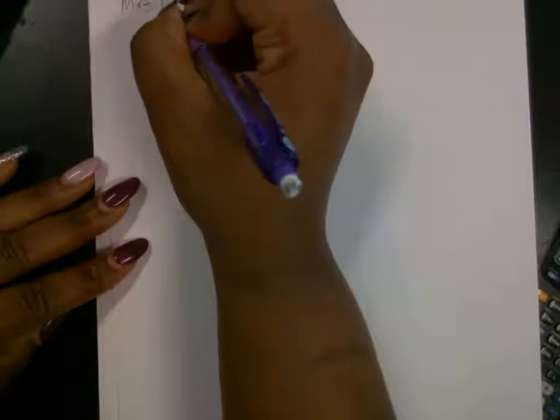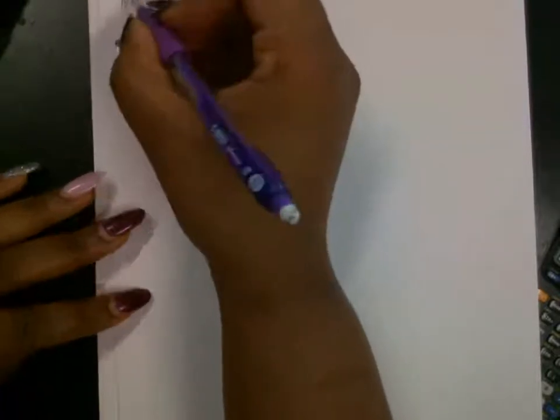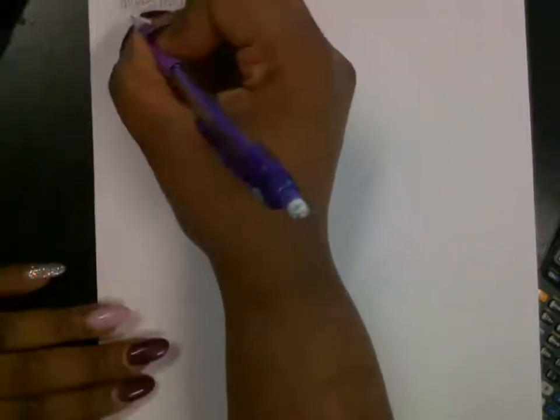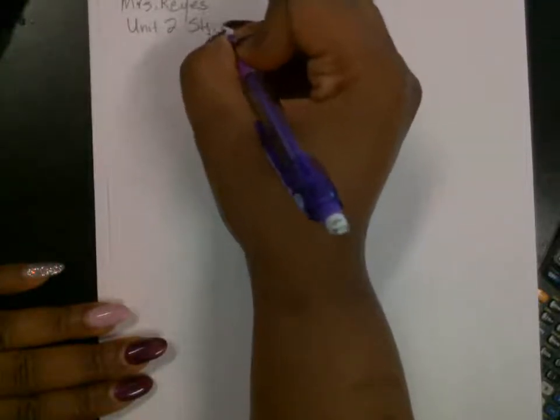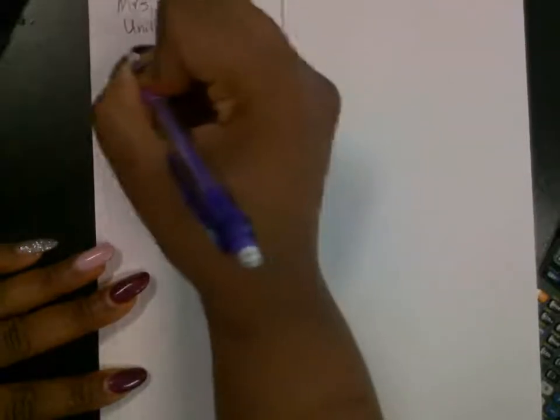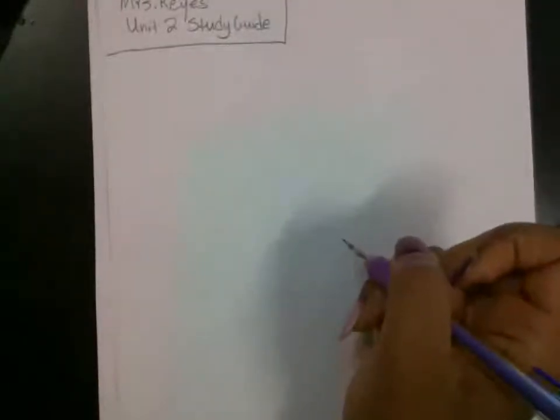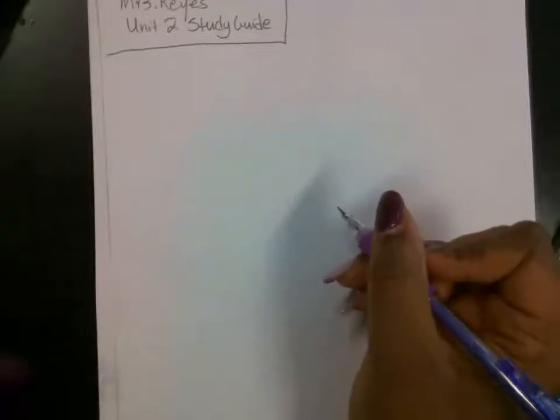Also, make sure that you have white paper. At the top of the white paper, we are going to write our name, Mrs. Reyes. And this is our study guide, Unit 2 study guide. Okay, which means we're going to have our test very soon, okay? All right, so let's go ahead and get it crack-a-lacking.